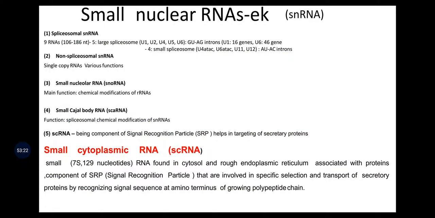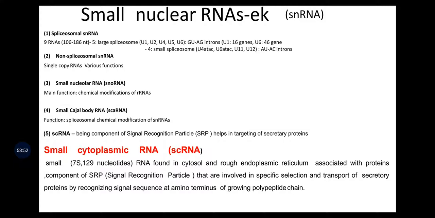Coming to the different kinds of small nuclear RNAs. First one is spliceosomal snRNA. That means it is involved in splicing activity. Non-spliceosomal snRNA plays different other functions. Then snoRNA, that is small nucleolar RNA. It plays a role in chemical modifications of rRNAs.